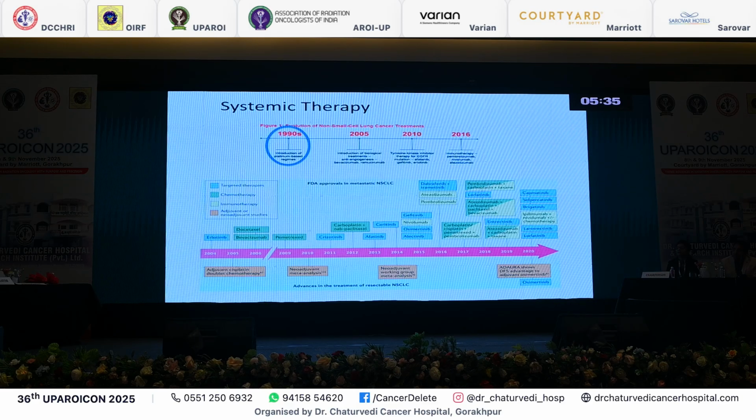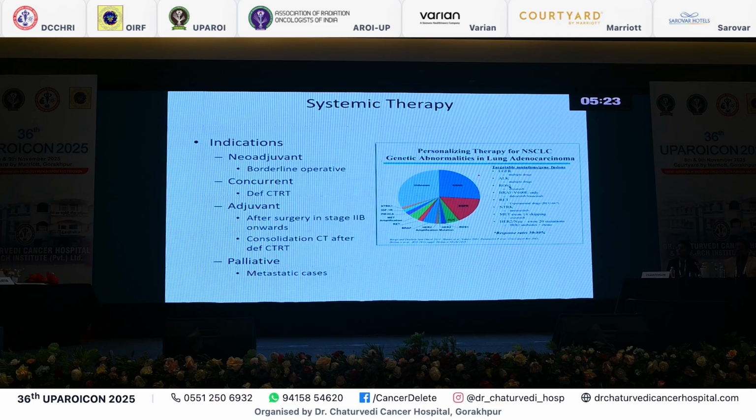So in the last 2 decades, I have seen that change, and maybe later on that change will happen again. Over a period of time, with the introduction of biological treatment and tyrosine kinase inhibitors, all these have contributed to the management. Is systemic therapy limited to some particular way? No. It can be used as neoadjuvant in a borderline case: use it neoadjuvant, then operate on the patient. If the patient is not fit for definitive CTRT, give definitive CTRT. Or you can use it in adjuvant cases as well as palliative cases.